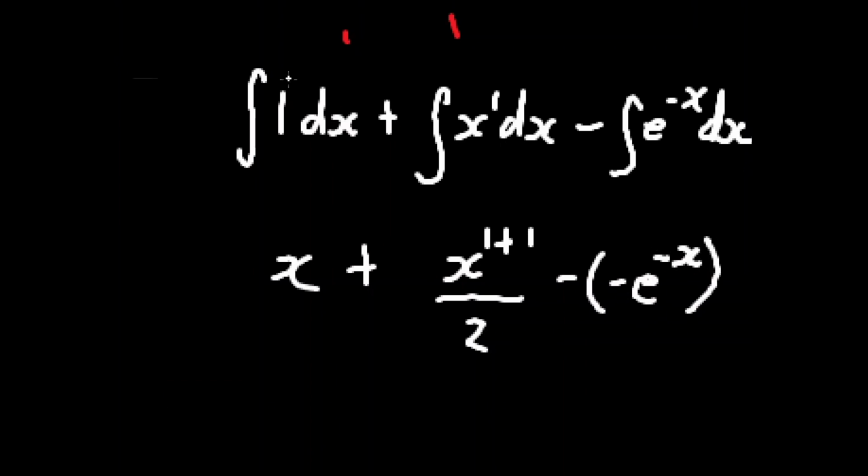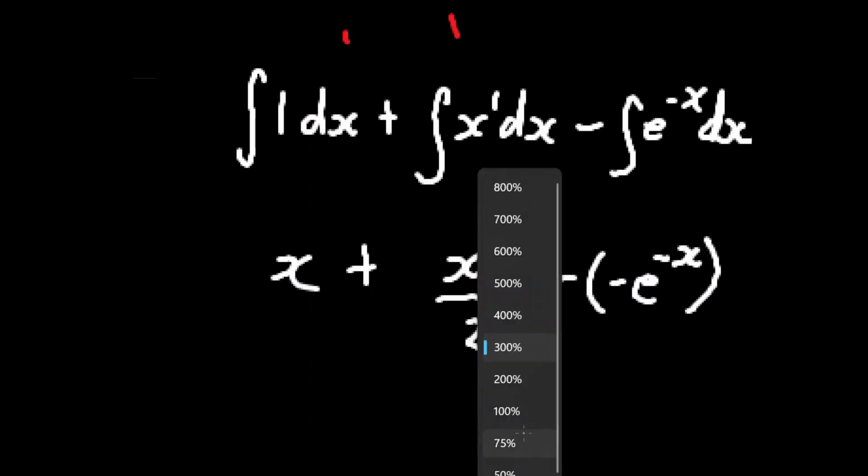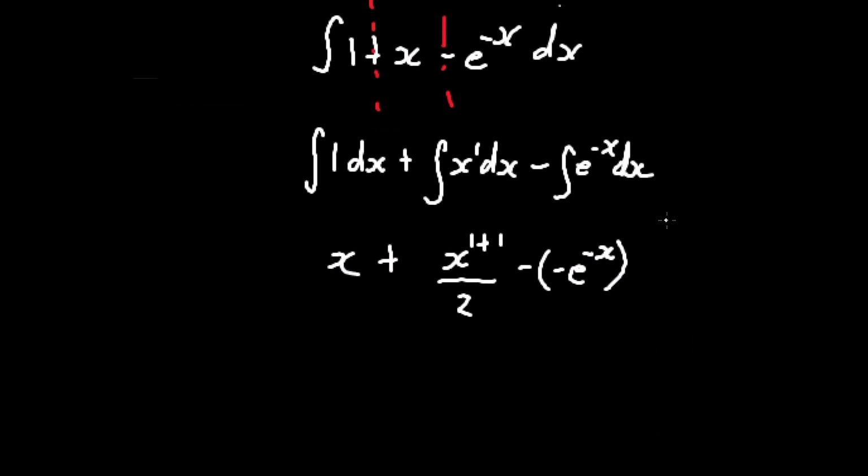Now all of these are indefinite integrals. There's no numbers at the top, right? There's no numbers like 3 or 2, so all of them are just plus c. Okay, now we can make that nice and simple, and this is our final answer.